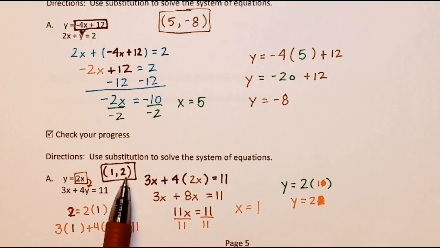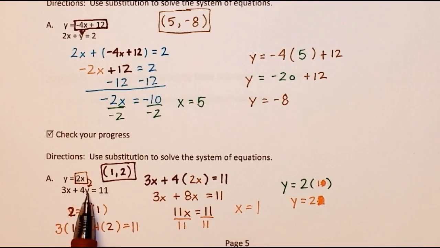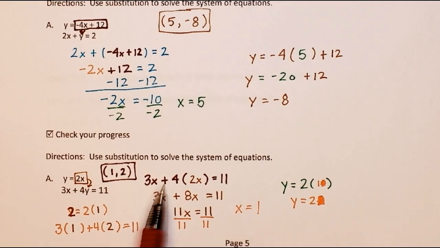So take what y is equal to, substitute it into the second equation. So you get 3x plus 4 times the quantity 2x is equal to 11. 4 times 2x becomes 8x. 3x and 8x is a total of 11x. So 11x equals 11. Divide both sides by 11 and you get x is equal to 1.